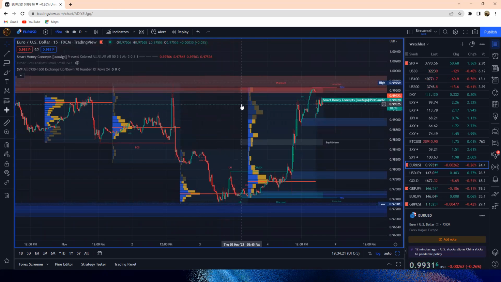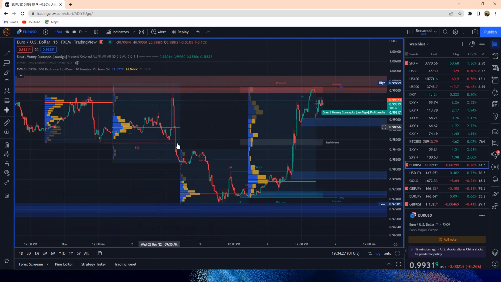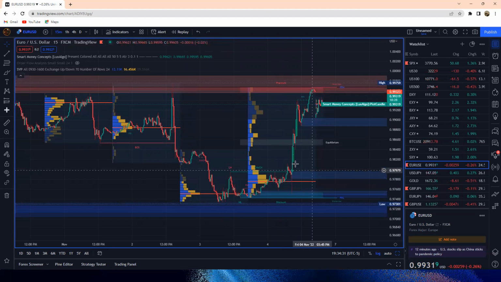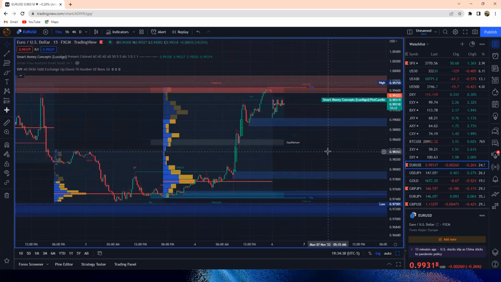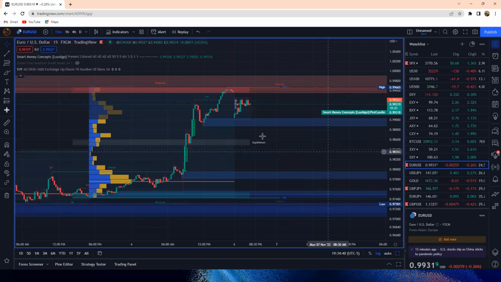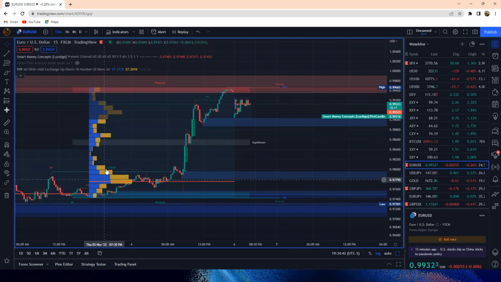All right, so the very first thing that probably stands out to you is this red line that sticks out. For those that don't know what that is, that's the point of control. So what is the point of control? We're going to get to that. But what we want to focus on first is this histogram here.